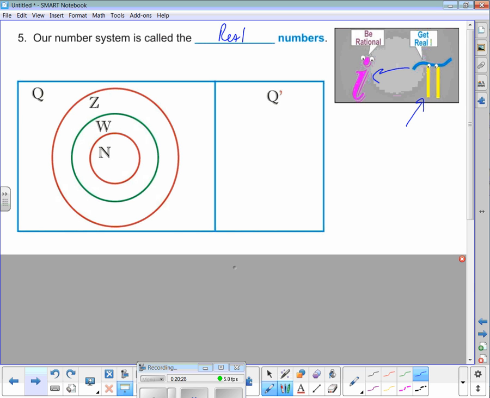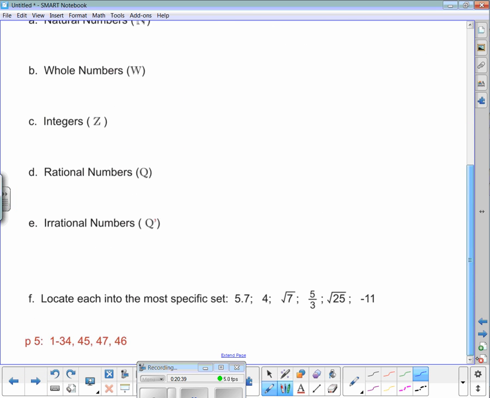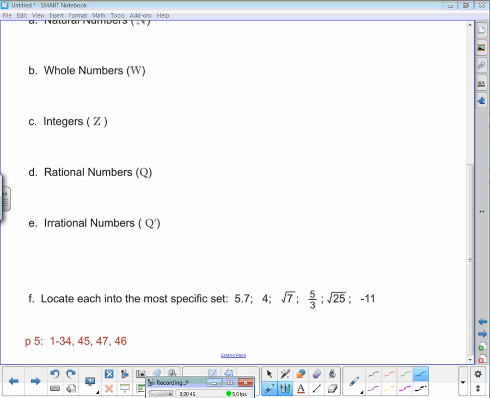All right, let's go through and look at our sets. What we want to do here now is I have all the sets listed of our real numbers, and I just realized I need to make this a whole lot smaller so I can get all of this in on the same page. So let me do that here momentarily. Let's see.